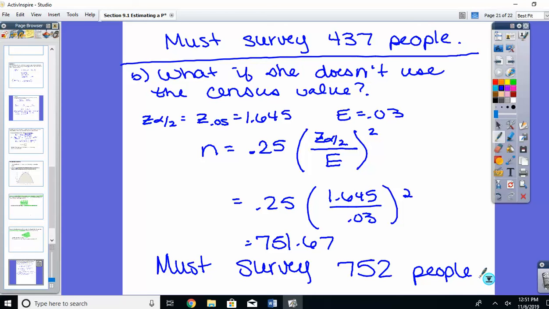So why did that change so much? Basically we picked this value for P that would give us the largest possible window. So that's where the 0.5 came in. So this way is always going to give you a larger sample.